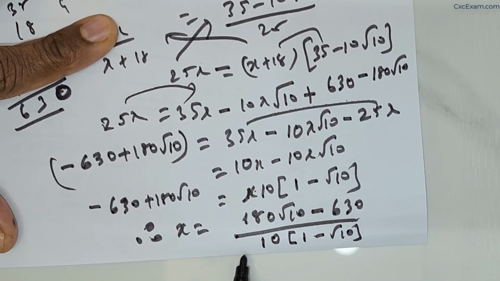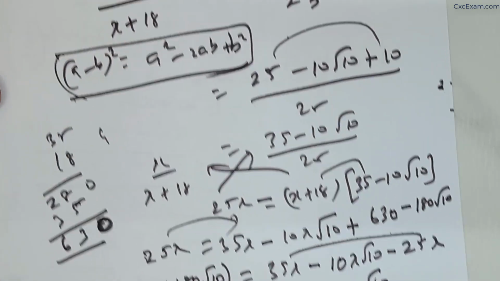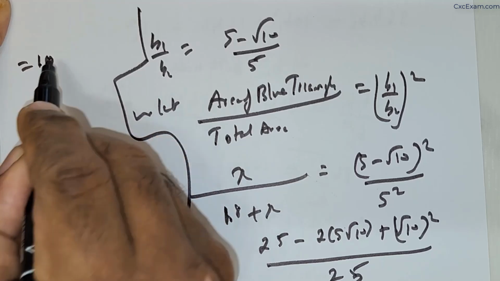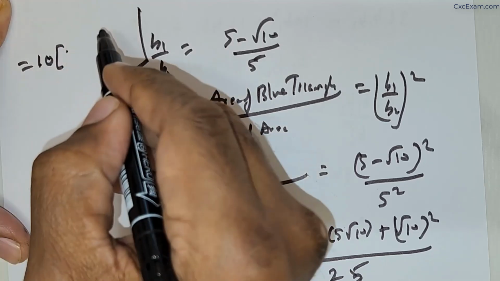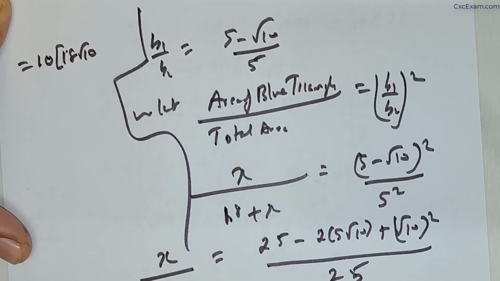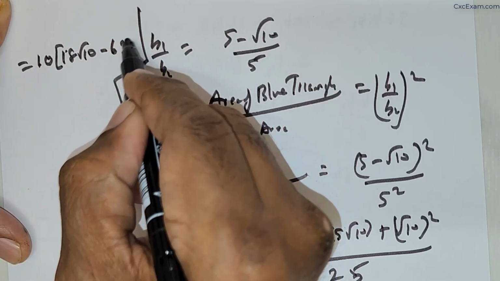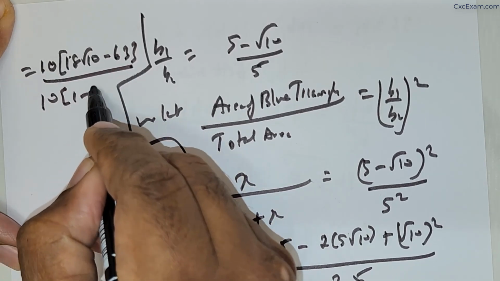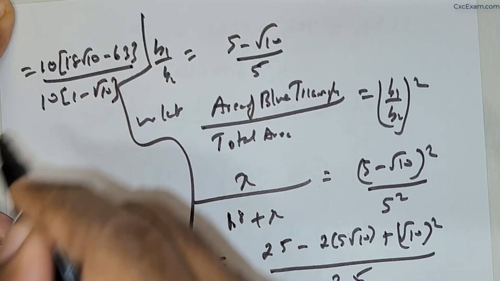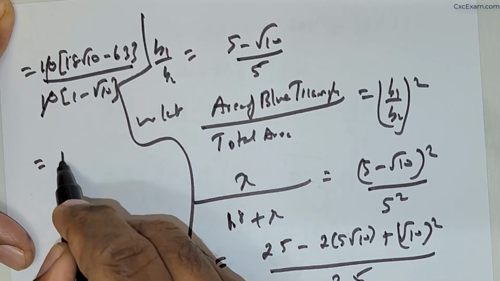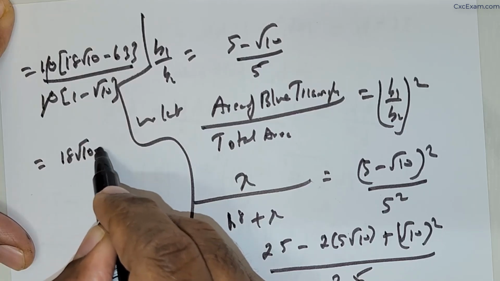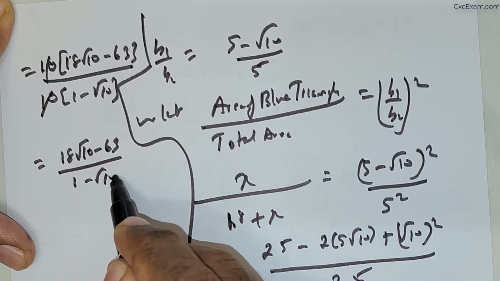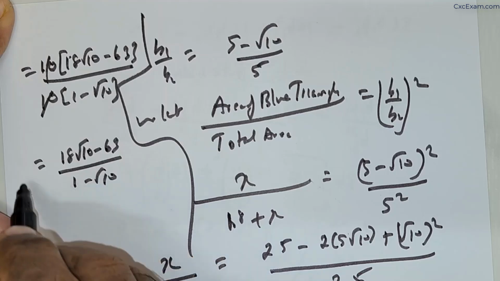Now what I can do here is take 10 out from here. So let me simplify this. If I take 10 out, this is going to give me (18√10 − 63) divided by 10 times (1 − √10). So 10 goes off. This is going to give me (18√10 − 63) divided by (1 − √10). So this is going to be my x value.